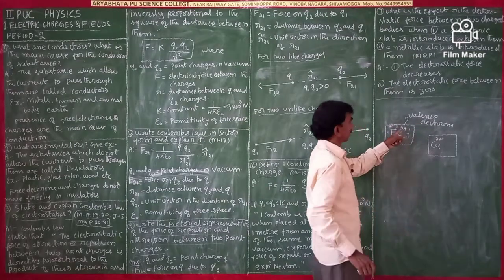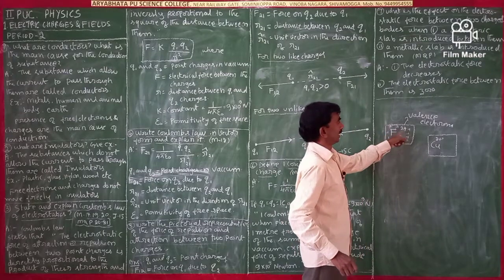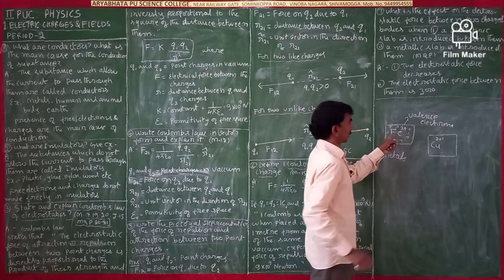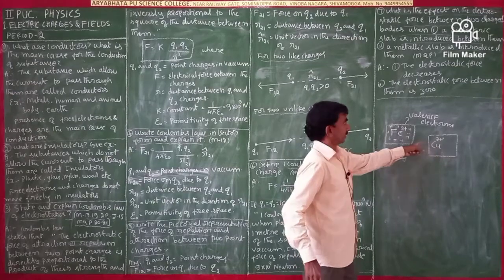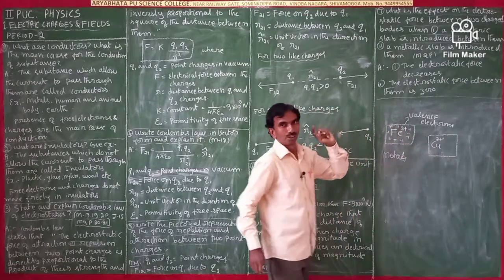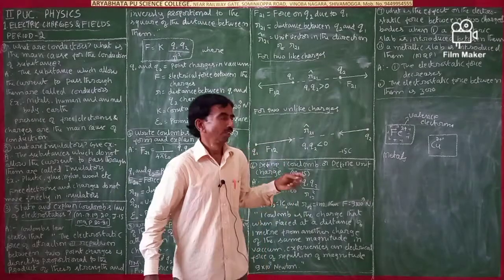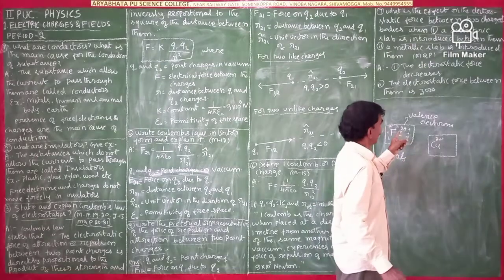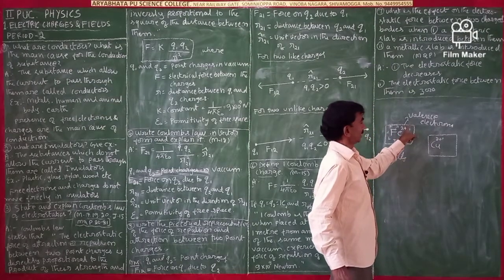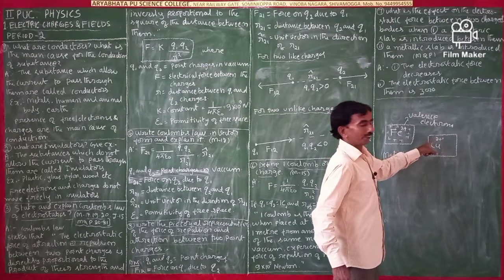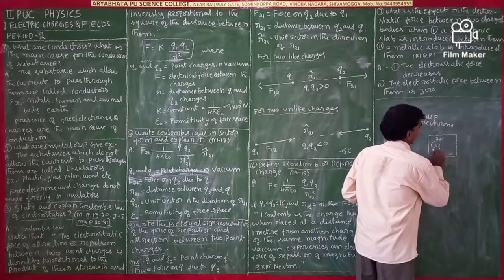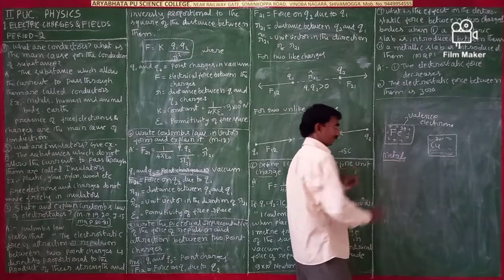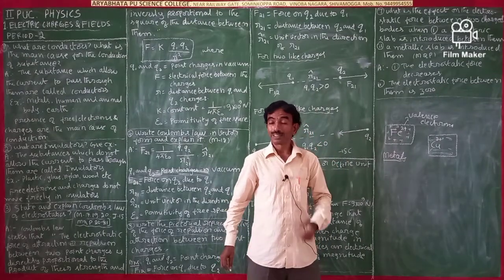These charges move freely in metals. You have seen the electronic configurations of metals in the periodic chart we studied. In any metal there are free valence electrons, and these electrons are always moving freely in the metal. That is the main cause for the conduction.